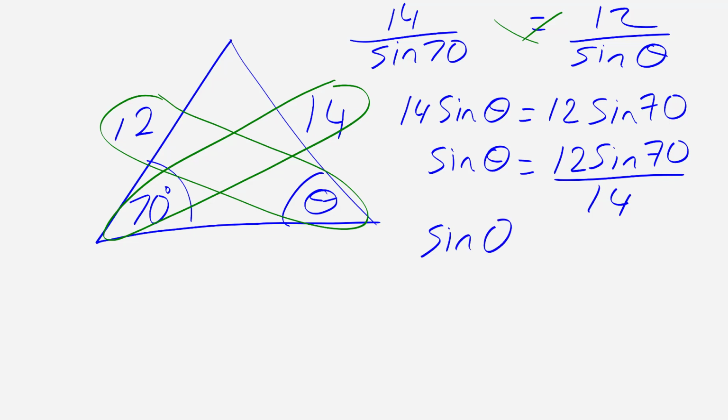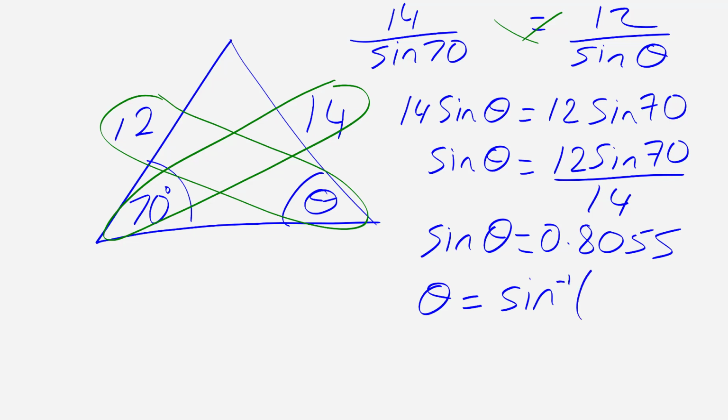So sine theta equals, I just go to my calculator now. 12 sine 70 divided by 14, to 4 decimal places, is 0.8055. That's what sine theta is. Then theta, as you know, would be sine inverse 0.8055. Once again, the calculator finishes it off for me, and in this case we get 53.6 degrees. If I go to the nearest degree, that's 54 degrees.